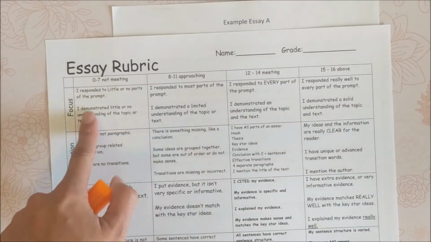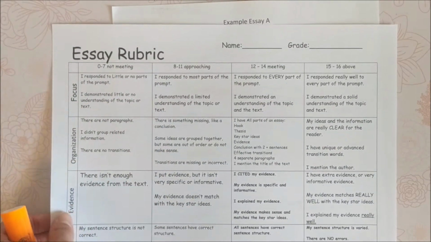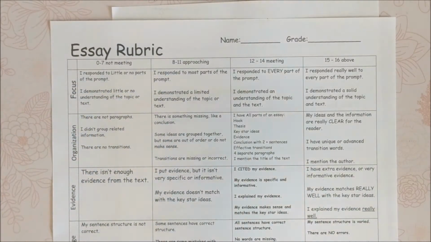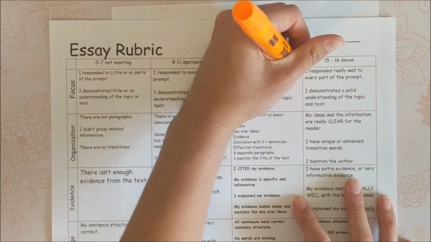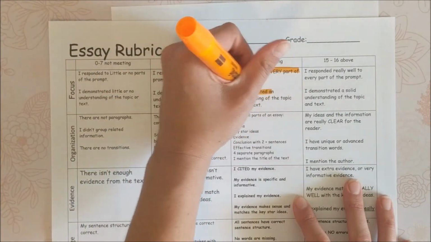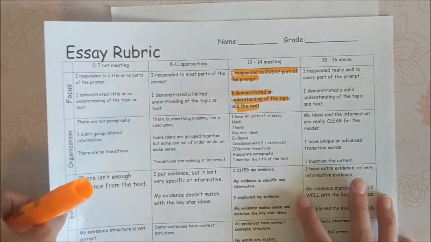Did they respond to no parts of the prompt? Were they writing about something completely different? Like, whoa, they don't know what they're writing about. Then you would highlight here. In my opinion, this person responded to every part of the prompt. This is what I'm highlighting. And they did demonstrate that they understand it.